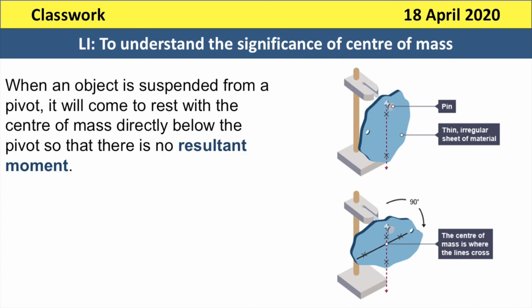To do that, what we would do is suspend the object from a pin so that it is freely suspended and able to rotate. Now, when this object comes to rest, it will do so with the centre of mass directly below the pivot so that there is no resultant moment. Then we would suspend the same irregular object from a different position, again making sure that it is freely suspended. And now where the 2 lines that we draw on the card intersect with each other, that will be where the centre of mass is located. And you can do this yourself as a practical investigation on a piece of card.